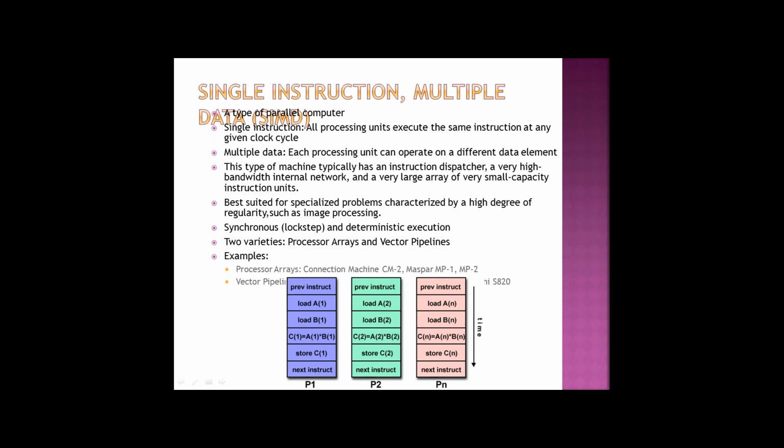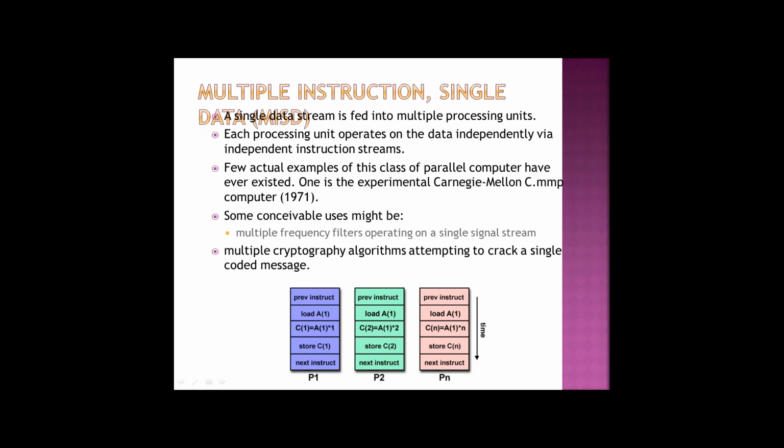These are synchronous. There are two types of variety. Examples include this one, the previous instruction. There is a single instruction that is divided into n number of processes, that is P1, P2, P3, depending on the time to time. Then MISD, that is your multiple instruction, single data.